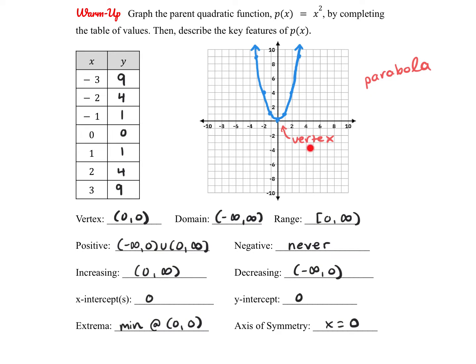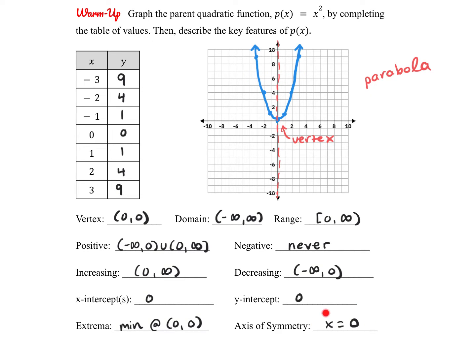Please note that our vertex will always be the absolute max or min when we're working with quadratic functions and these parabolas. And then last, our axis of symmetry, which is the line of symmetry that exists with these types of functions. So you can see if I drew this vertical line here at x equals 0, our graph is symmetrical. If I folded my paper on this line, it would map onto itself.